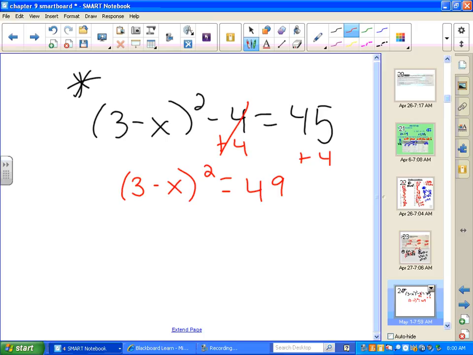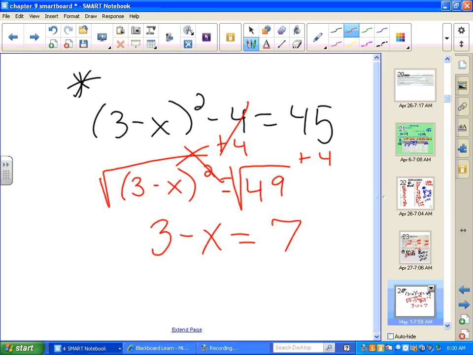Sean? No, that's part of the problem, I think. What's up? Real quick. Justin, go ahead. Good job. To get rid of a square, square root both sides. This is the other part you guys messed up on. Square root it. 3 minus x equals 7.